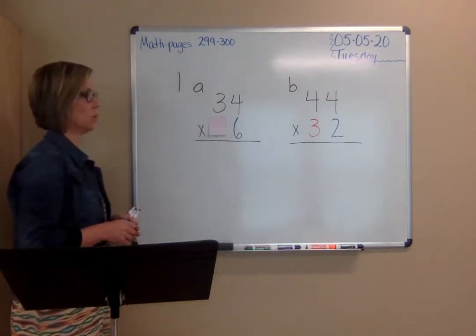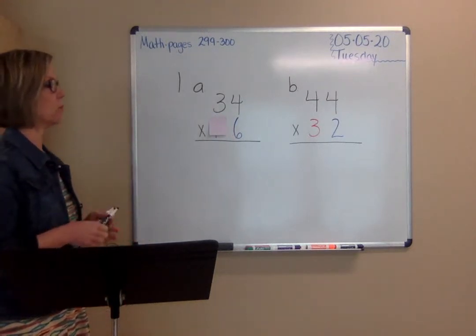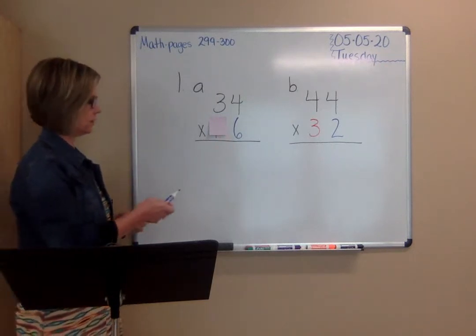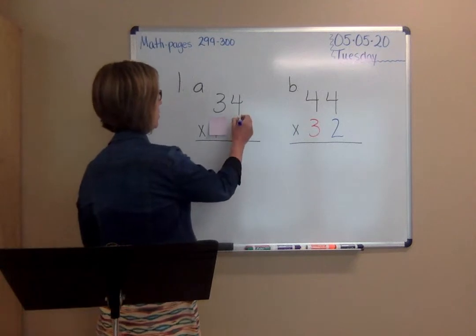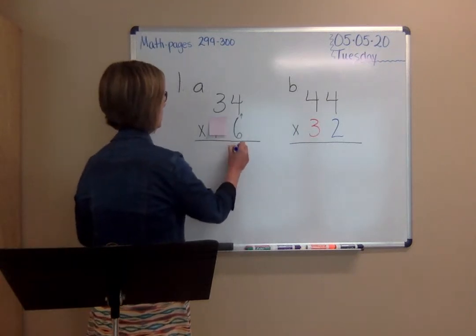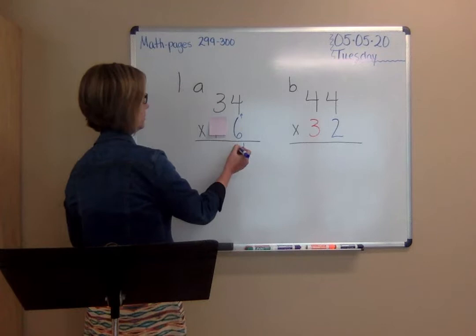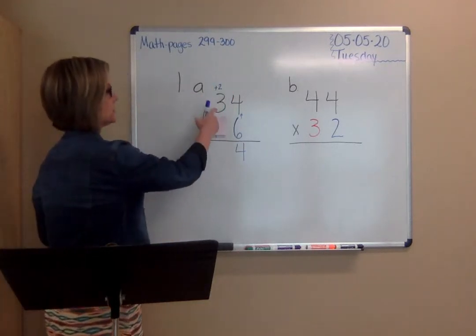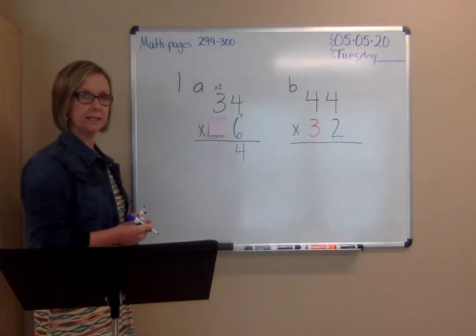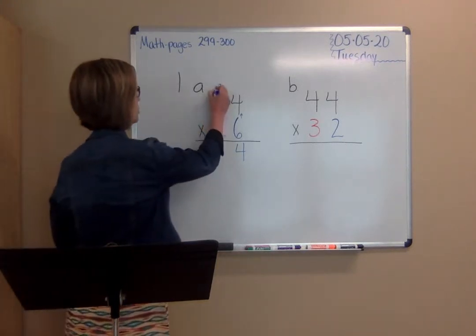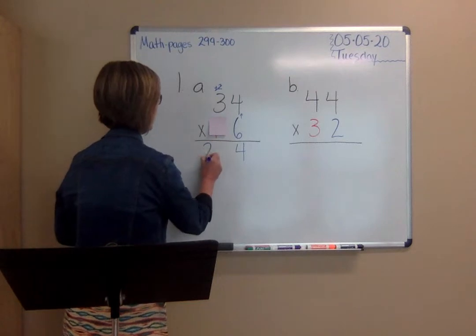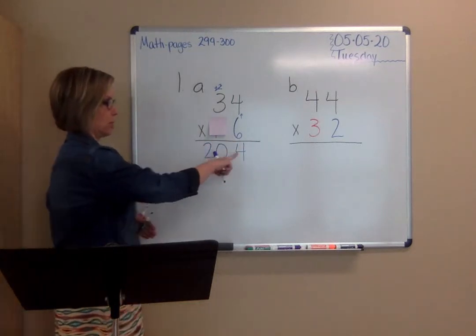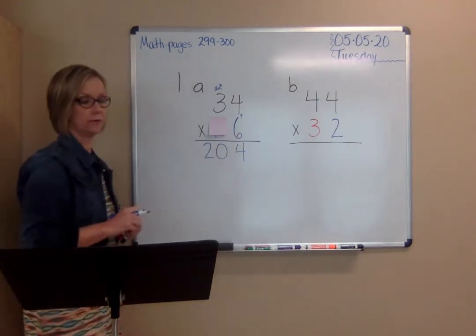Cover up my tens place, begin with my ones place. I have a 6 table here. So I'm going to begin. I'm going to come and say 6 times 4 is 24. Put the 4 down, the plus 2 goes up. 6 times 3, 18. 18 plus 2 is 20. So for your partial product here, the ones place, you should have 204.